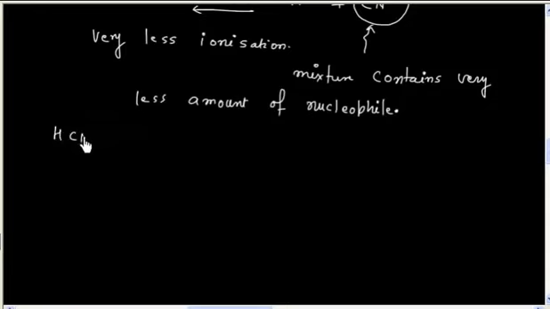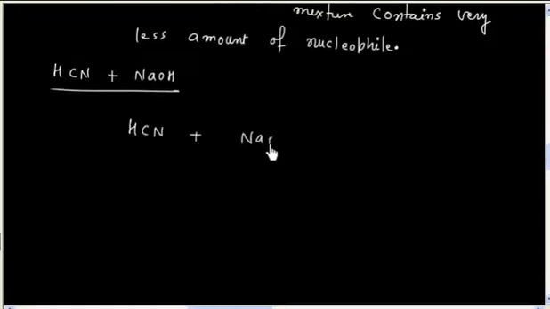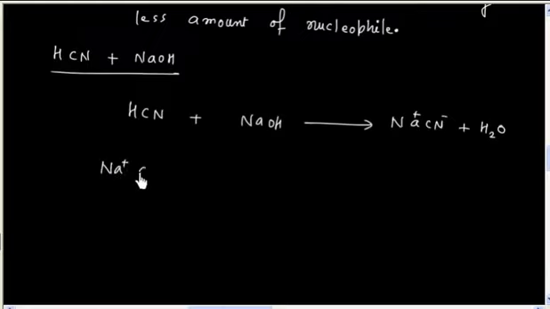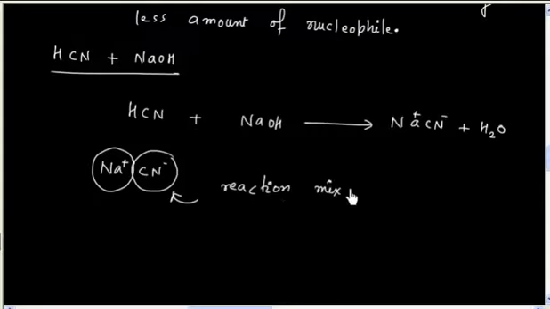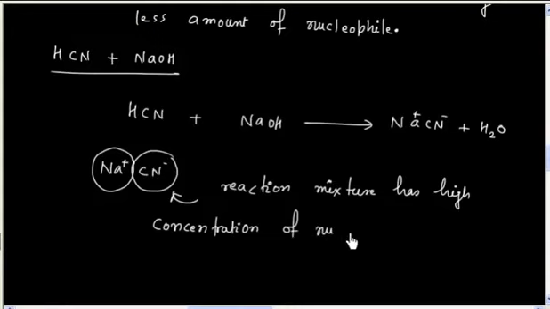But if I take a mixture of acid and base, first an acid-base reaction happens. The acid reacts with base to give salt and water. Now NaCN is ionic, it will dissociate into Na+ and CN-. So we have the nucleophile CN- in the mixture to a very large extent. So the reaction mixture has a high concentration of nucleophile. This is the reason we generally do this reaction in the presence of HCN and NaOH.